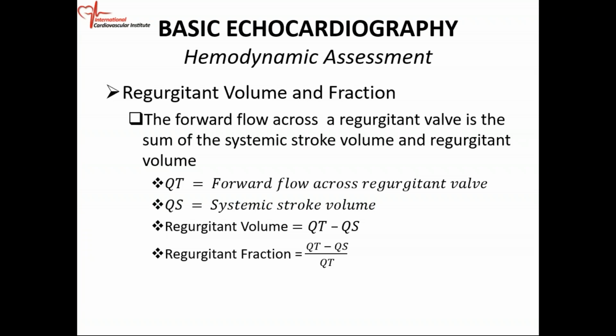If you subtract from that the normal flow, and we assume that the flow across the left ventricular flow tract is a normal flow, as long as there is no significant aortic regurgitation, then the difference between the flow across the mitral valve and the flow across the left ventricular flow tract is the regurgitant volume. And if you want a regurgitant fraction, it's the regurgitant volume over the flow across the mitral valve. You have to get the concept. It's not something you memorize. Never memorize this.